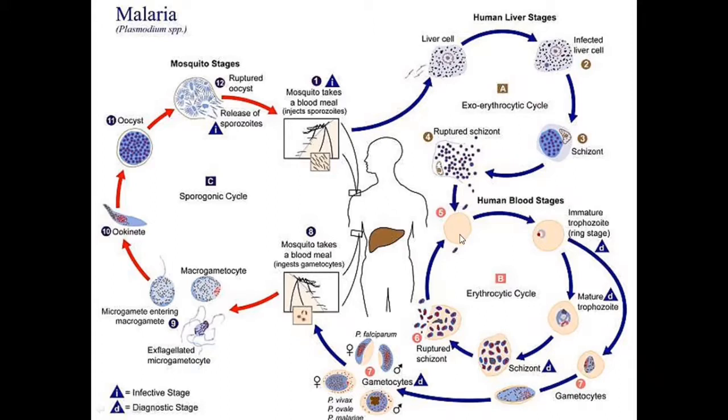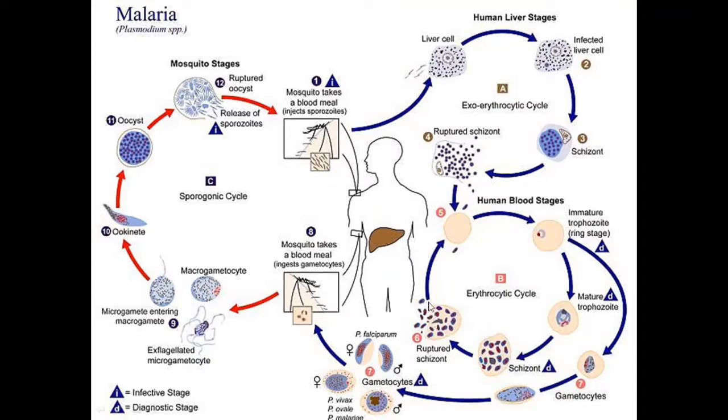Now once this red blood cell is invaded, first of all the early trophozoite stage, or the ring form, is formed. This early trophozoite stage then develops into a mature trophozoite stage. You can see over here, this is the mature trophozoite stage. Once the mature trophozoite stage is formed, after that a developing schizont, and finally a schizont is formed. Once the schizont is formed, it ruptures and releases a large number of merozoites.